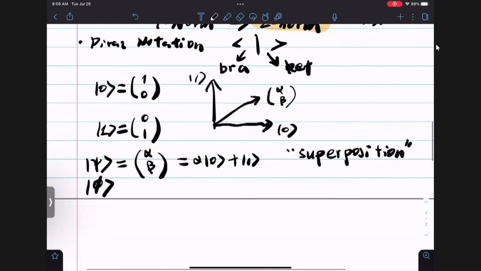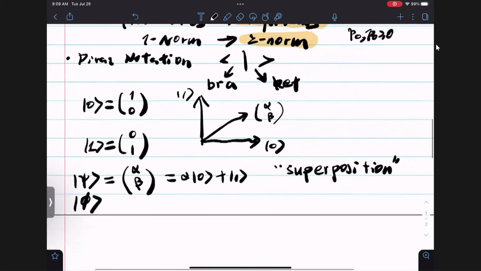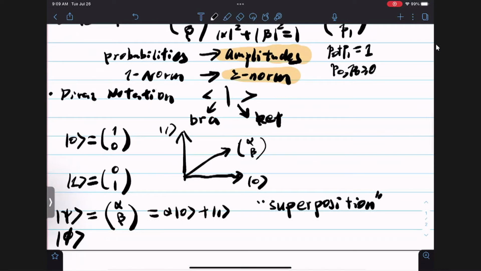Okay? And just to be complete, I said this bar will be used to denote row vectors. So that means bar 0 will be the row vector 1, 0, and bar 1 will be the row vector 0, 1.